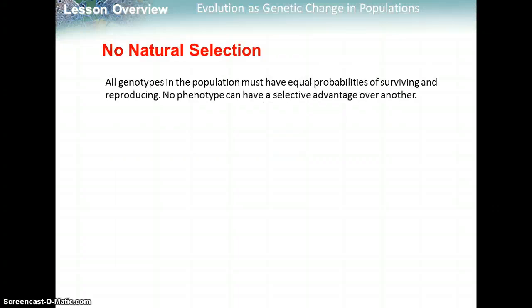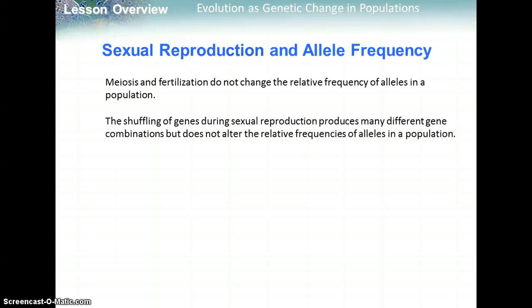No natural selection. All genotypes in the population must have equal probabilities of surviving and reproducing. So no phenotype can have a selective advantage over another. Again, that would never really happen. So again, populations are always going to be evolving.